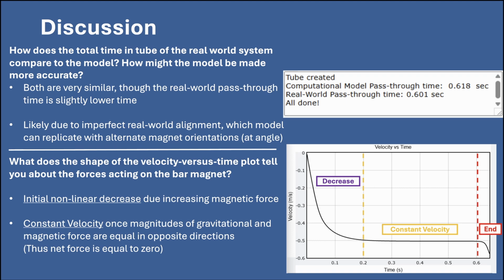What does the shape of the velocity versus time plot tell you about the forces acting on the bar magnet? The initial decrease in the velocity of the bar magnet represents a nonlinear change in the acceleration caused by gravitational force being opposed by magnetic force due to the velocity-dependent induced current. Next, the system then reaches a constant velocity once the gravitational and induced magnetic forces reach equal magnitudes in opposite directions and thus zero net force. Finally, the bar stops and the velocity goes to zero.